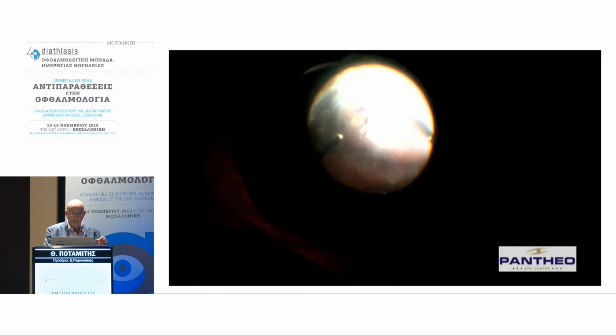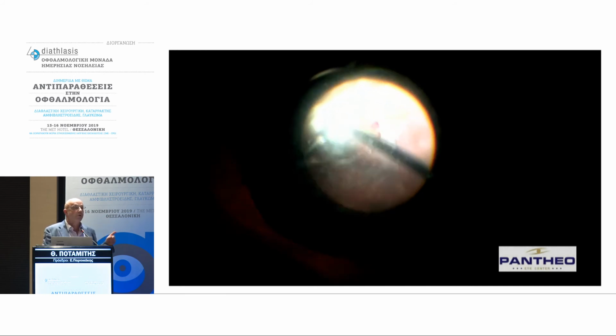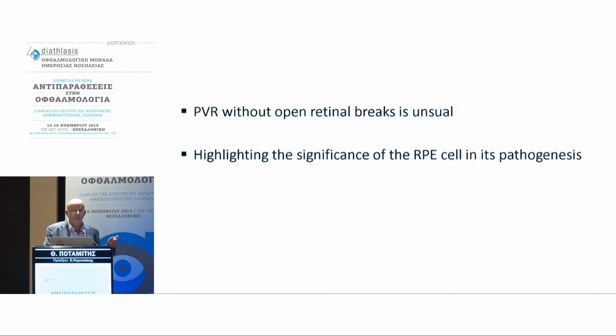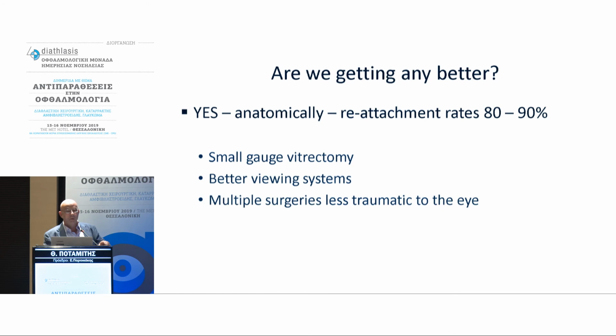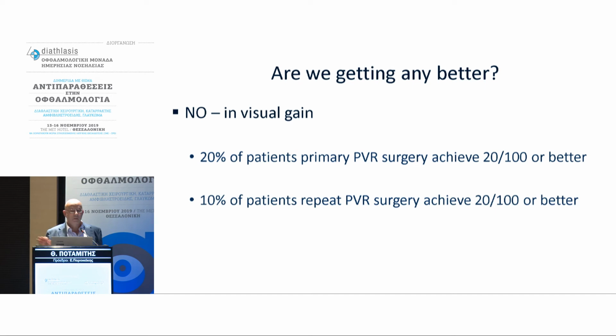And the point I'm trying to make here is that if there are no retinal holes and there are no RPE cells in the vitreous cavity, it is highly unlikely that you get PVR. You need a cellular component to get PVR, so it doesn't matter how bad a detachment looks, serious detachments never develop PVR. So are we getting any better at treating PVR? Well, we are anatomically, because we have better equipment to deal with it, and we're getting 80 to 90% of our patients flat.